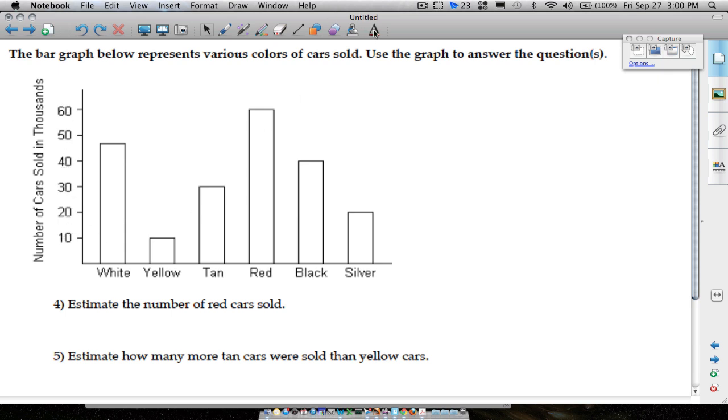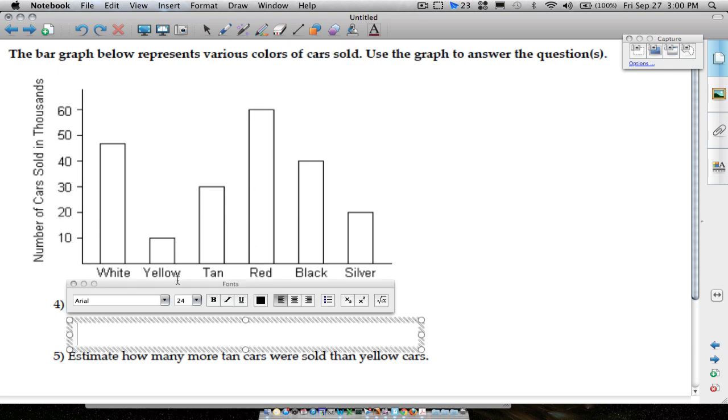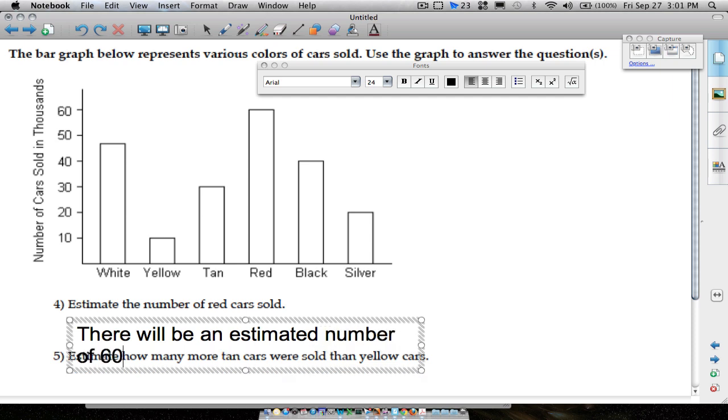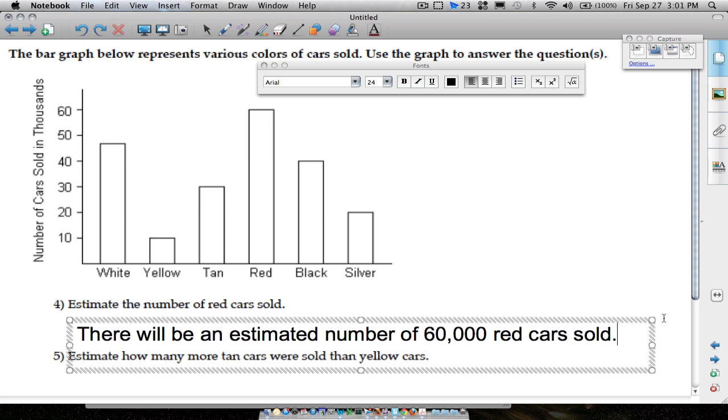So estimate the number of red cars. We can just look on the chart. The red bar goes right up to about 60. So there will be an estimated number of 60,000 red cars sold. No math to do there really, no adding or subtracting. So on to number 5.